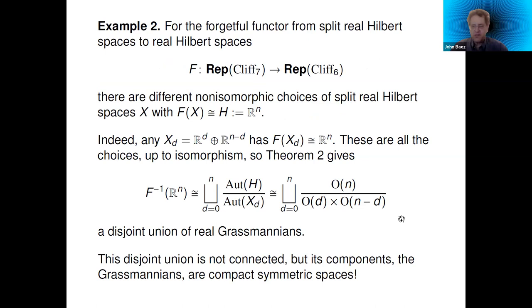But anyway, this explains why you get these two parameter families. They're not really, in some sense, it's still a one parameter family, but a one parameter family of disconnected symmetric spaces. So that's the other kind of thing that can happen.